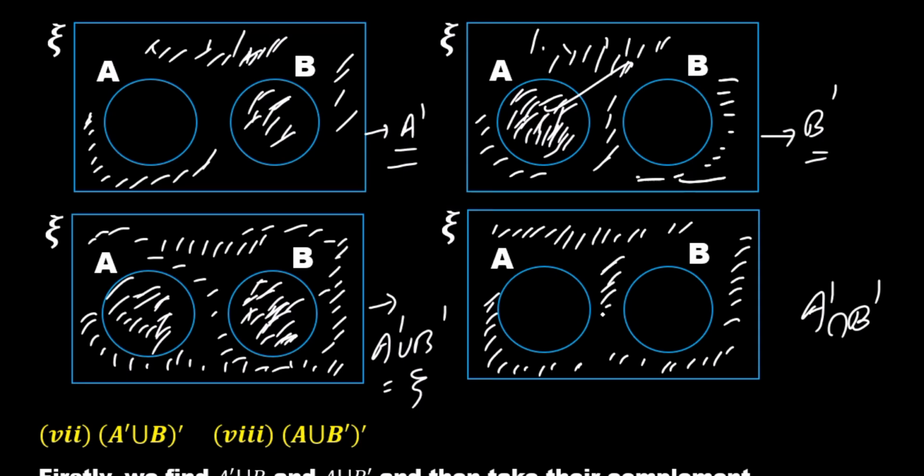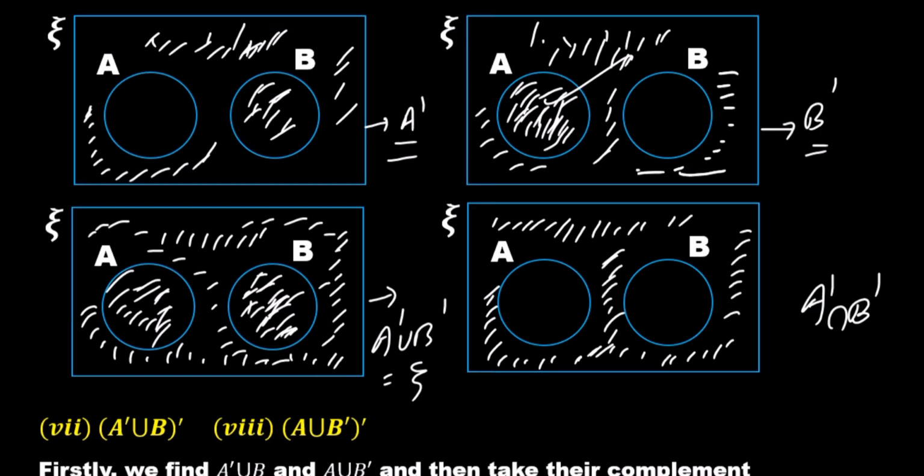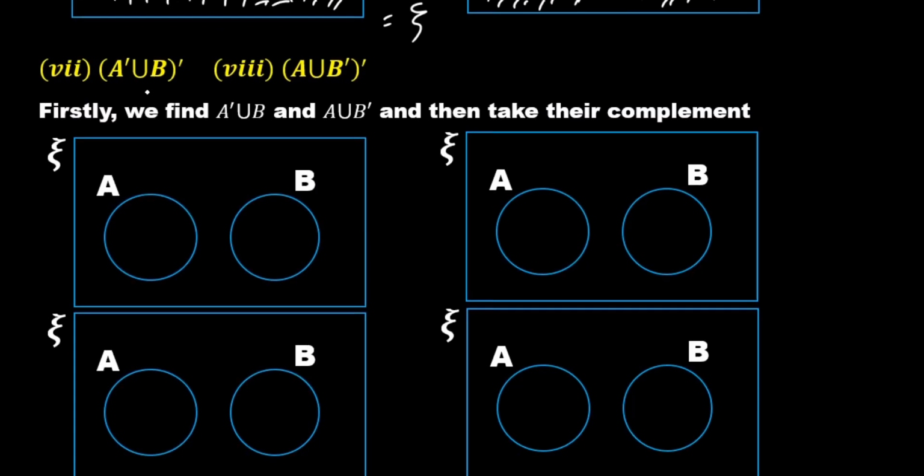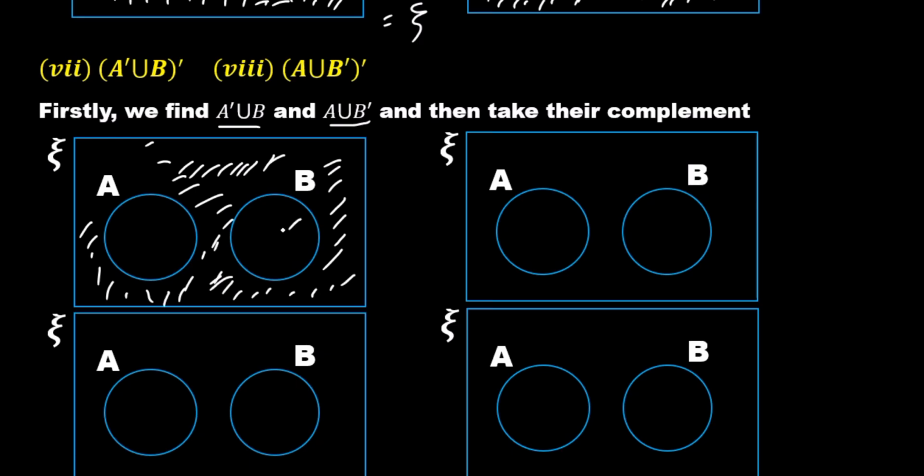The last one, the complement of A complement union B. First we find A complement union B and A union B complement. What is A complement? A complement means everything other than A. So when you take the union of this with B, it will also include set B here. So this figure represents A complement union B. Now when you take the complement of this figure, its complement is the non-shaded area that is left here, which is set A. So its complement just consists of set A here.